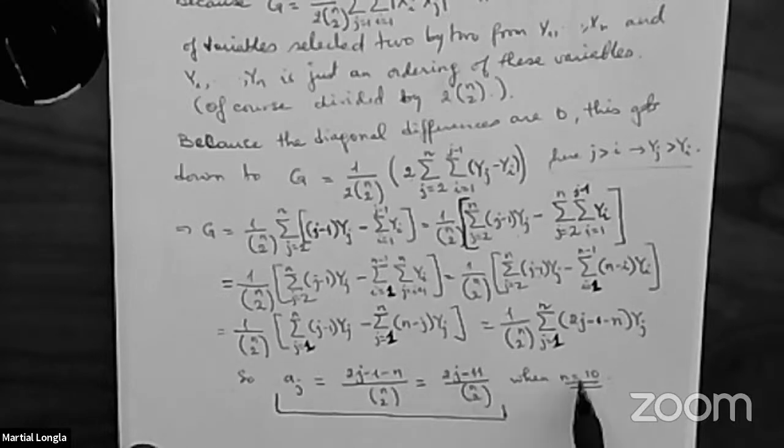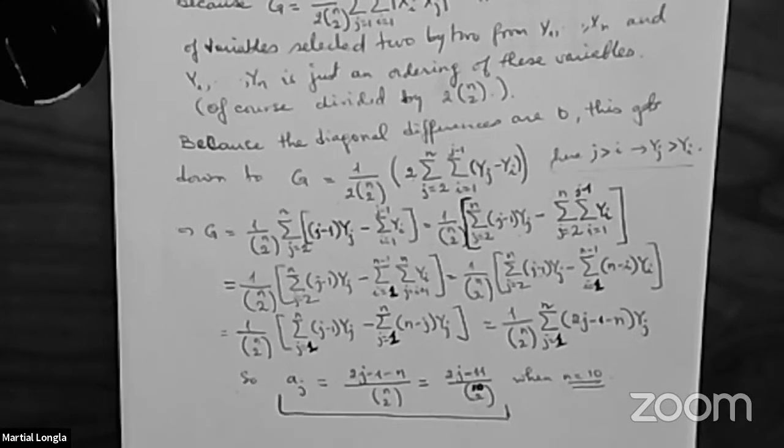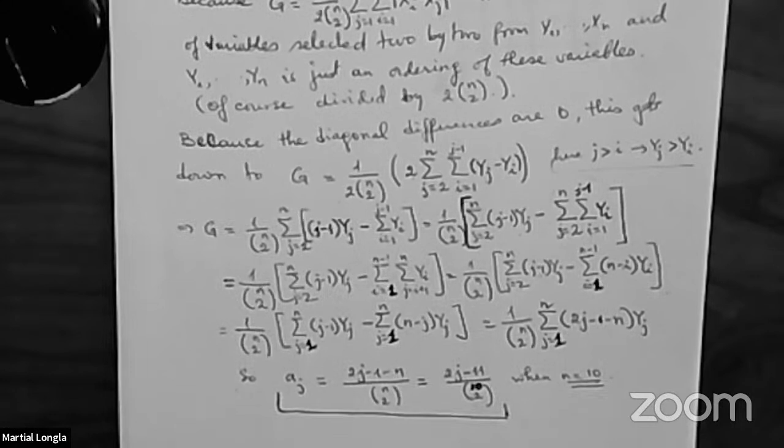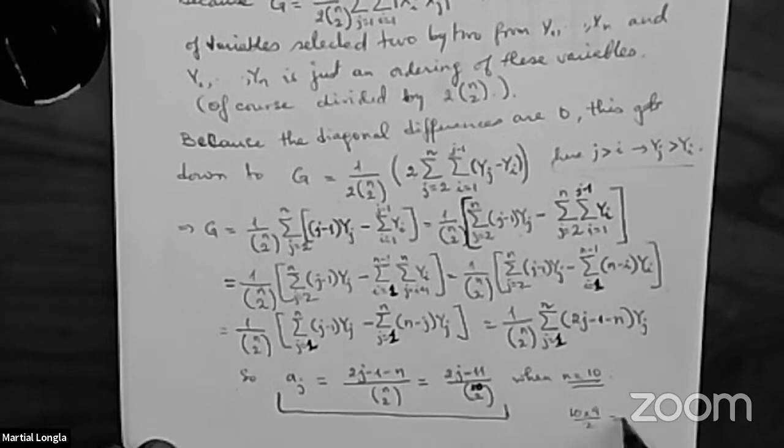I use n equal 10 here. The bottom should be 10 as well. Which is factorial 10 over factorial 8 times factorial 2, which is 10 times 9 over 2, that's 45. So this is 2j minus 11 over 45.